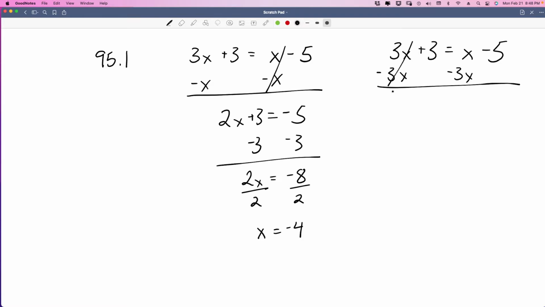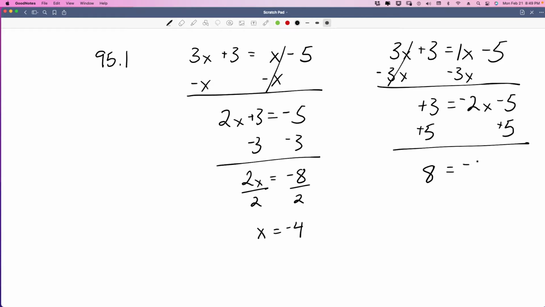So that gives us, this cancels. I have a positive 3 here is equal to, and we know this is a 1, so negative 2x minus 5. So now I'm going to put the 5 over here by adding 5 to both sides. I get 8 is equal to negative 2x. So I divide both sides by negative 2, and I find that negative 4 is the value of x.